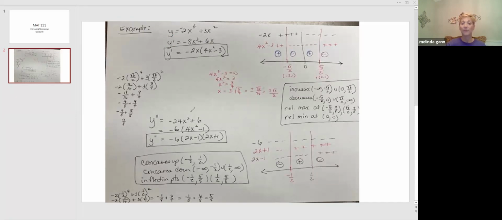Then remember, now I'm going to fully factor the second derivative. So I notice I can pull out either a 6 or a negative 6. And like I said, I kind of like my lead term being positive. So that left me 4x squared minus 1, which is the difference of perfect squares. So that factors into 2x minus 1 and 2x plus 1. So this one's fully factored.